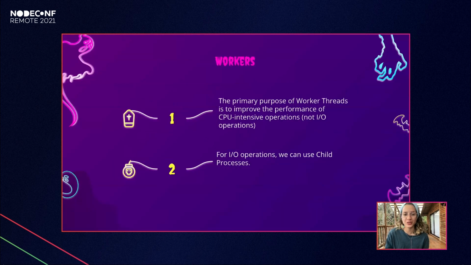The next one is workers. The primary purpose of a worker thread is to improve the performance of CPU-intensive operations, not I/O operations. For I/O operations, we can use child processes. That's the main difference between worker threads and child processes. You should not use workers for I/O-intensive operations because Node.js handles async I/O operations internally most efficiently.